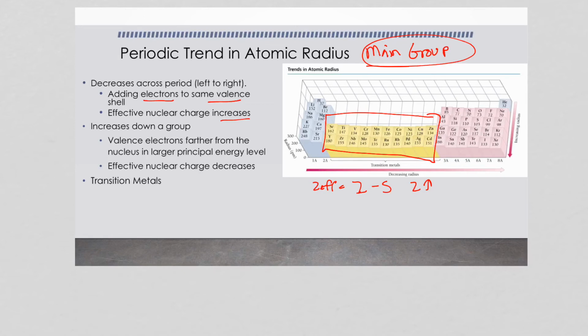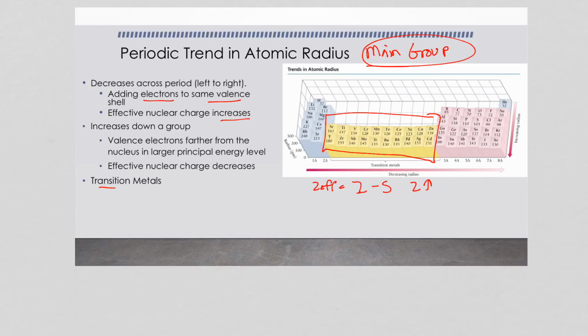And of course, the Z effective is getting smaller because those electrons are further away. There's more inner electrons that provide more shielding, and so those outer electrons are less and less attracted, which even causes them to expand a little bit more. And so we see the size get bigger as you go down.